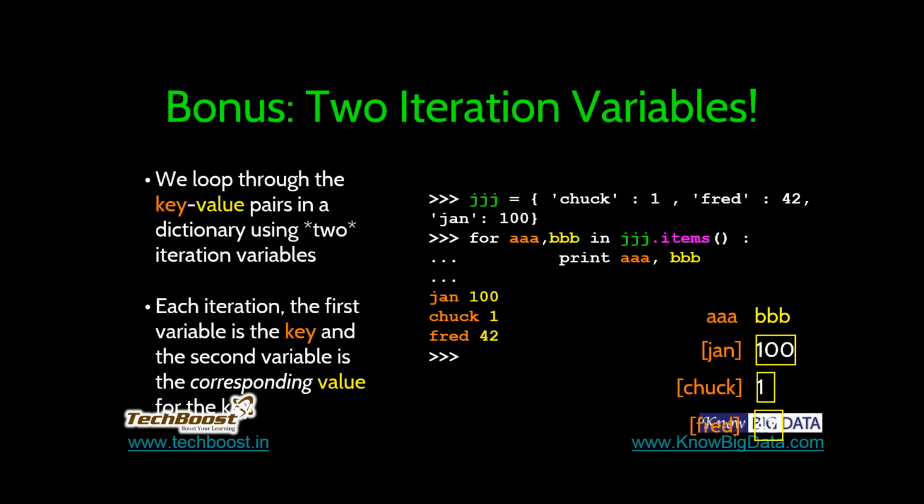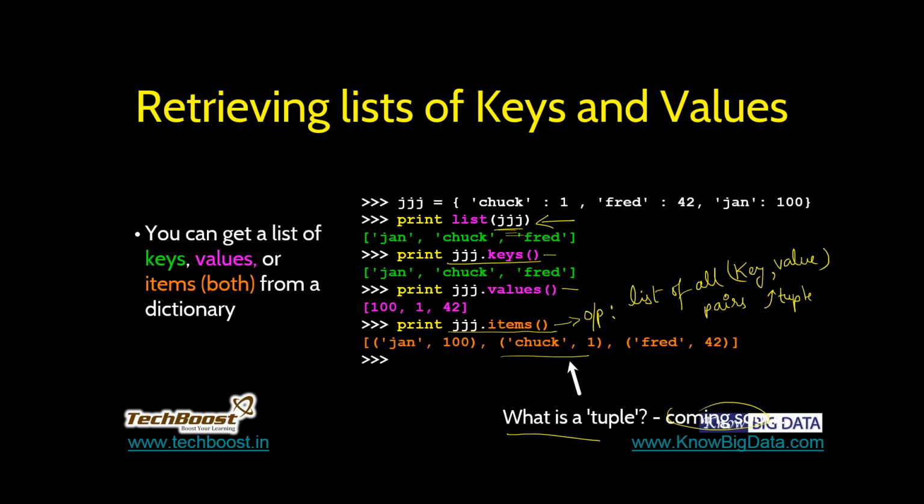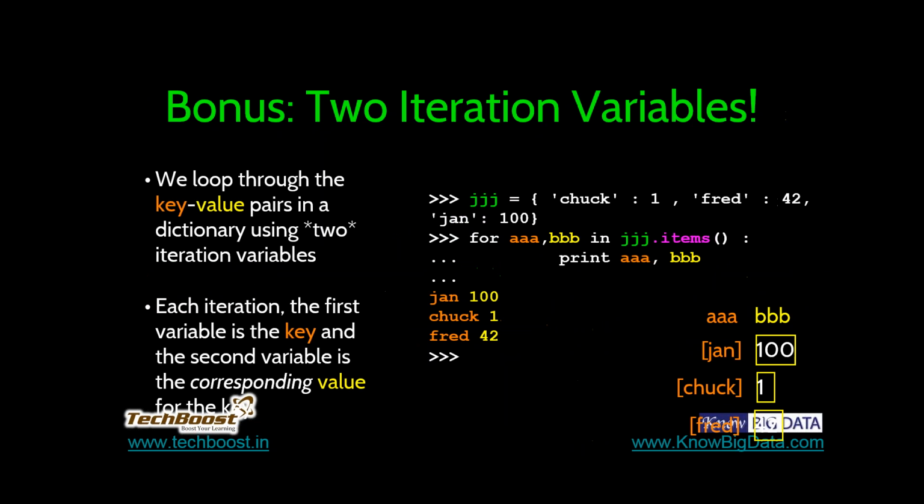As we said, the previous slide gave us three different methods to use, and I also emphasized how much they are used in for loops. I will show this in these slides. We loop through the key value pairs in a dictionary using two iteration variables. As I said, we're going to discuss this.